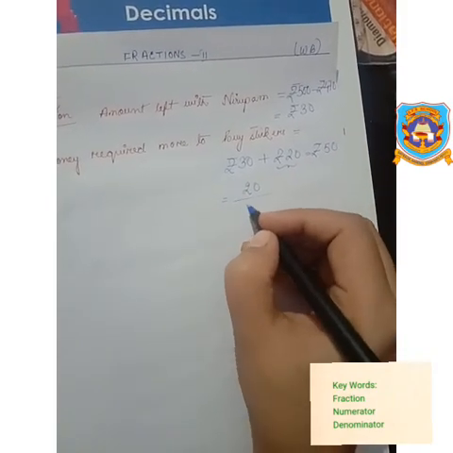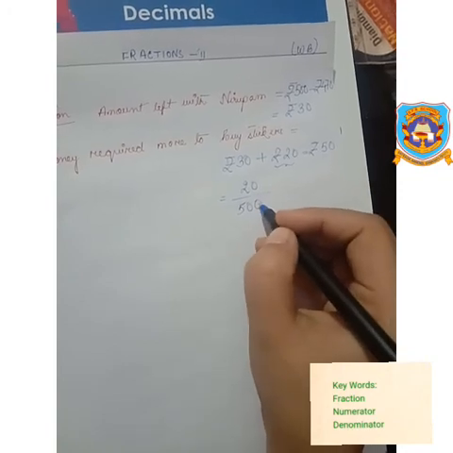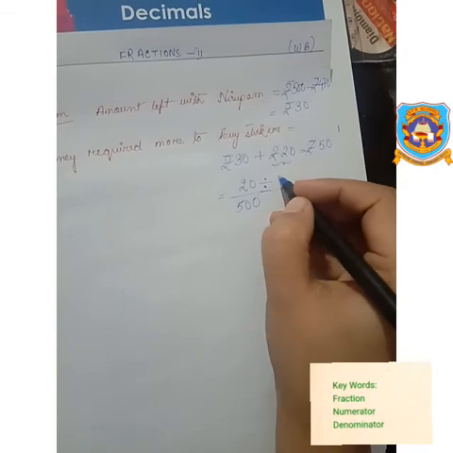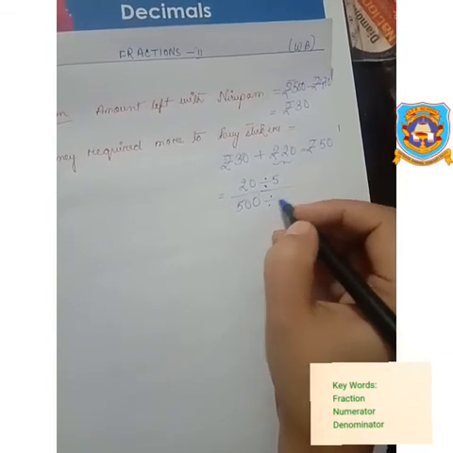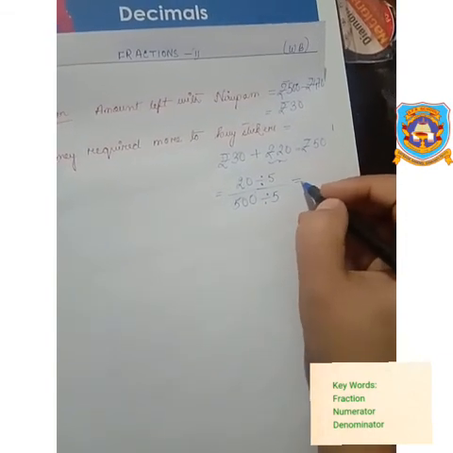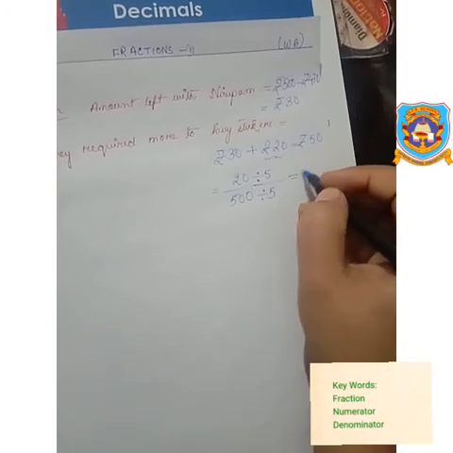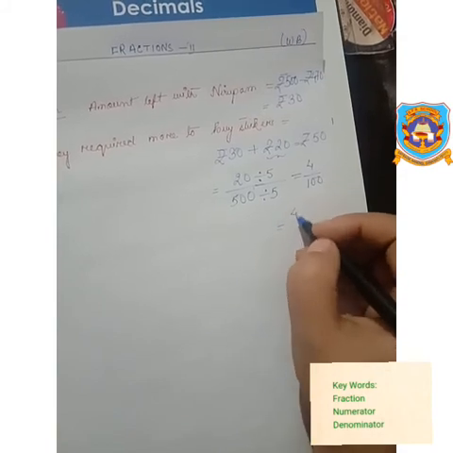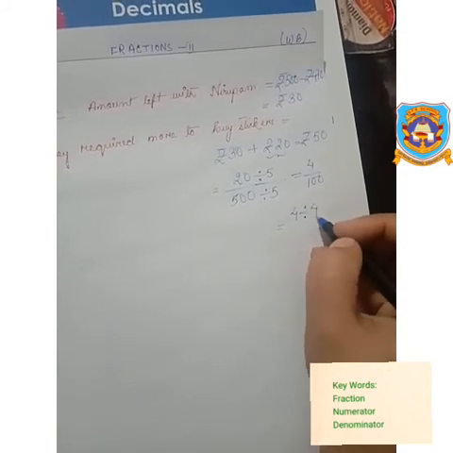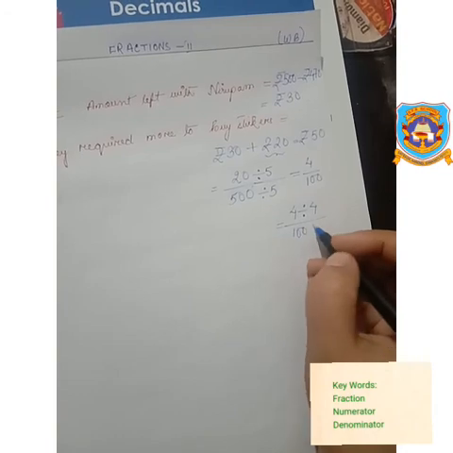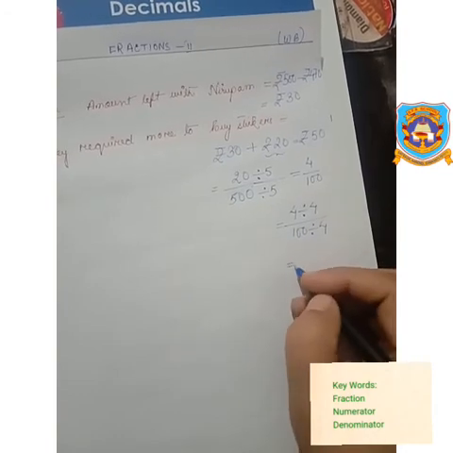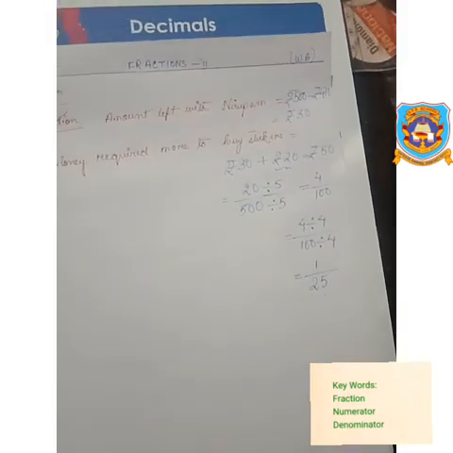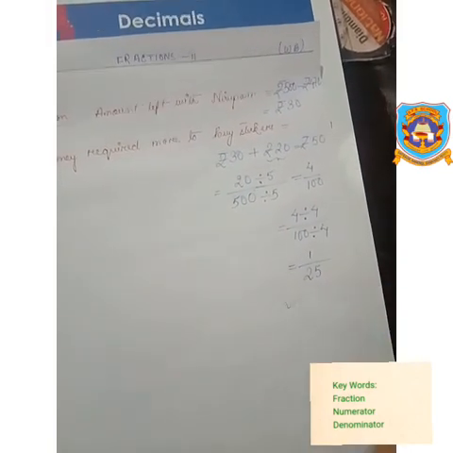So 20 by 500. You can divide the numbers by 5, taking the same number in the numerator and denominator. What you will get? You will get 4 by 100. Again this 4 by 100 you can divide by 4. You can again reduce it. 100 by 4, so you will get how much? 1 by 25. So this is the fraction required to buy stickers.